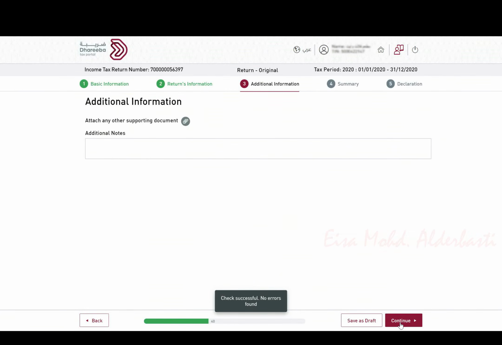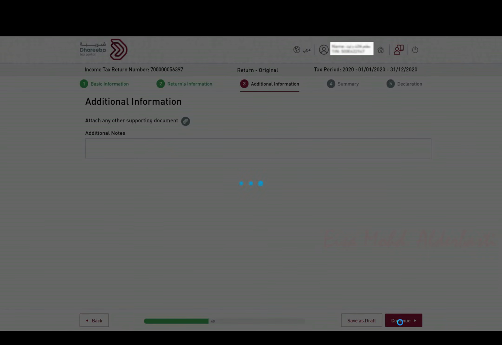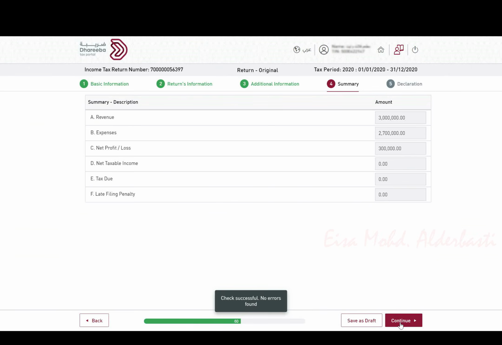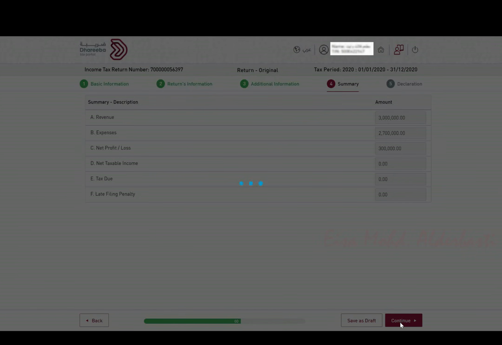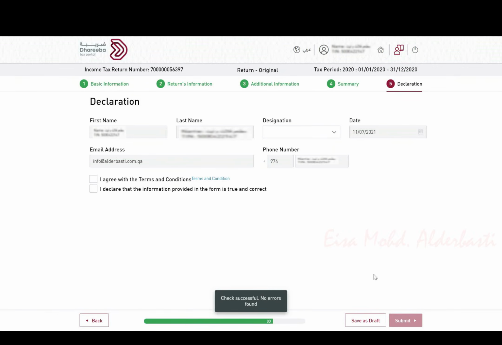This is discretionary if you want to put any other notes or any other supporting. And let's continue. Let's cross-check the summary. Yes, it's tallied. It's 300,000. With this, we almost come to the end of our simplified filing. Once we complete the declaration, you will get a notification showing that you have completed the simplified filing.